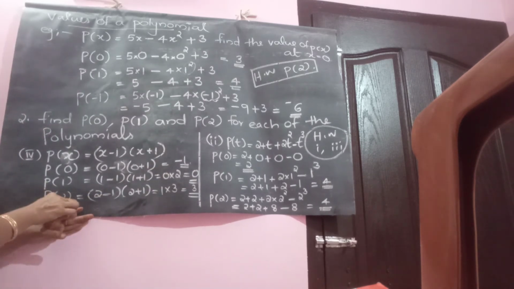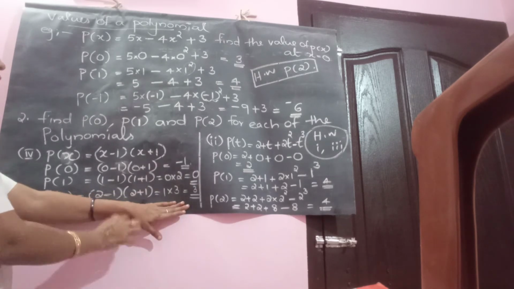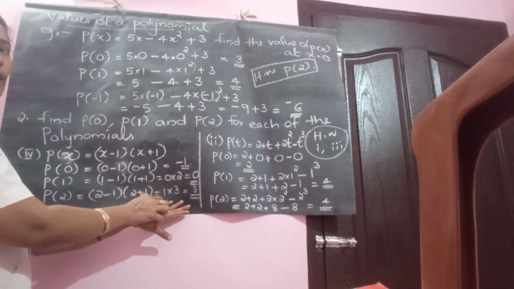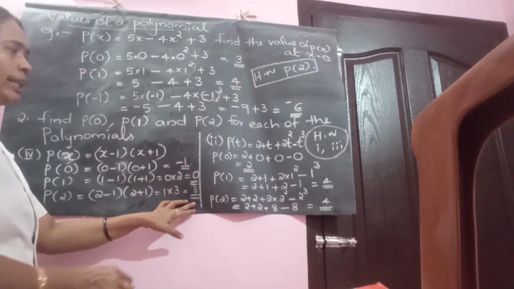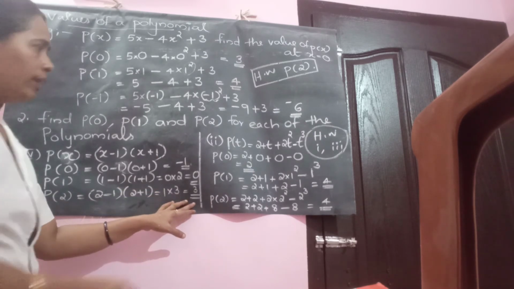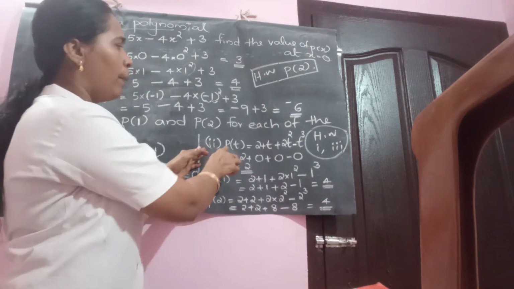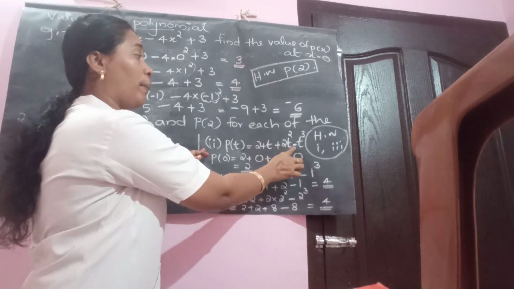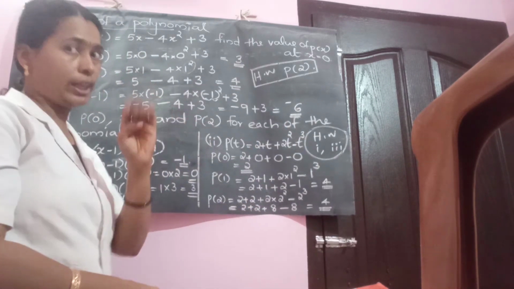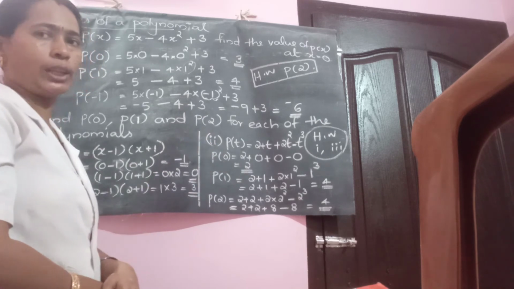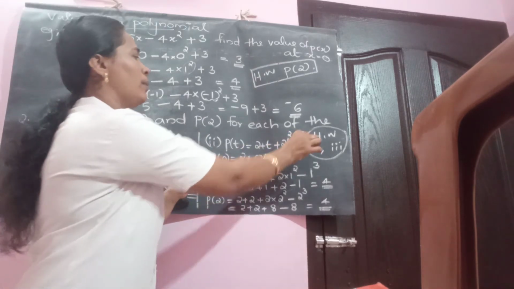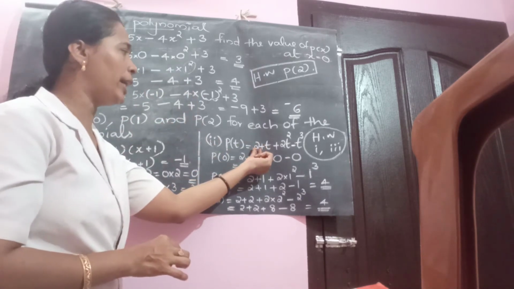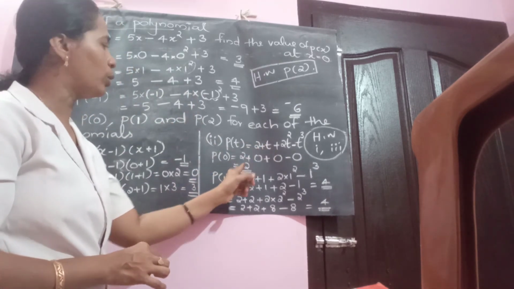Then P of 2 means 2 minus 1 in the first bracket, 2 plus 1 in the second bracket. 2 minus 1 is 1. 2 plus 1, how much? 3. So 1 into 3 is 3. Is it okay? Next, move to the second question. P of t is given as 2 plus t plus 2t square minus t cube. 4 terms are there. So P of 0, when you substitute, all the t terms become zeros. What will be remaining? Only the constant term 2.